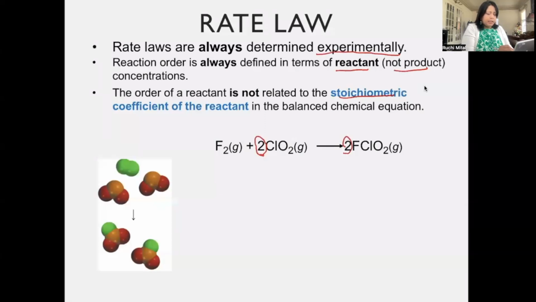Again, rate law is dependent on the concentration of the reactant. These coefficients do not define the rate law. These are not the order of the reactions. So the rate law for this equation is rate equals k, your rate constant, times the concentration of this reactant and the concentration of the other reactant. This is not raised to the power of 2. So this is just telling you they both are first order.